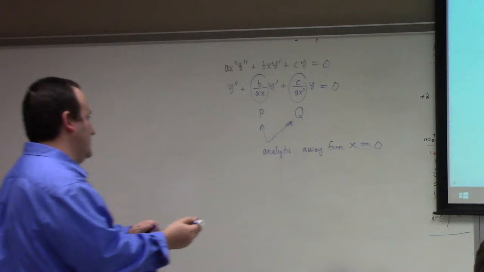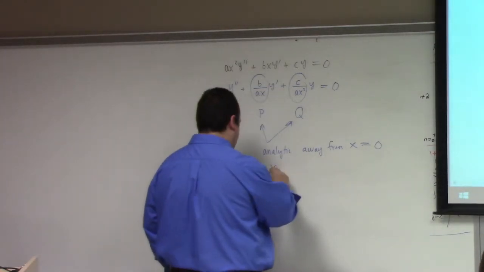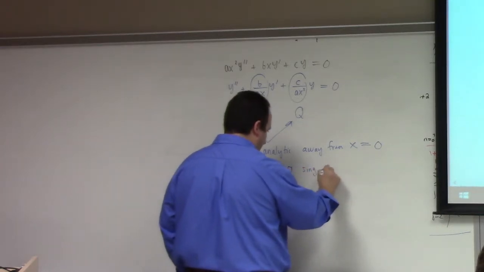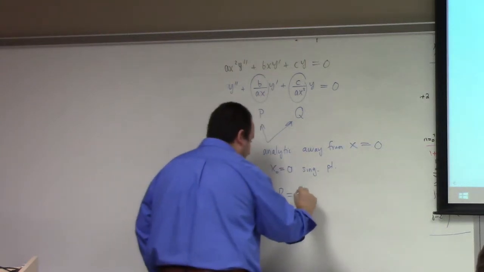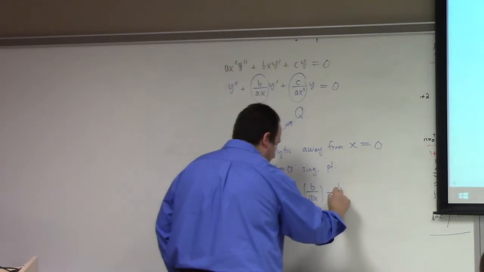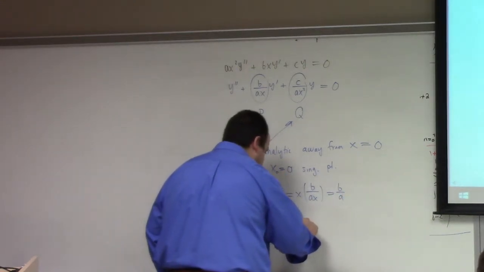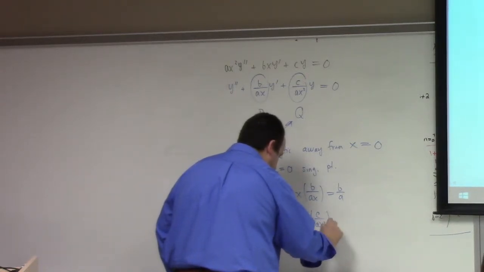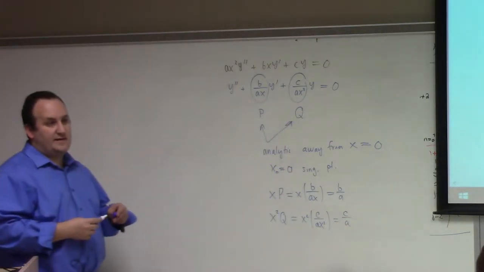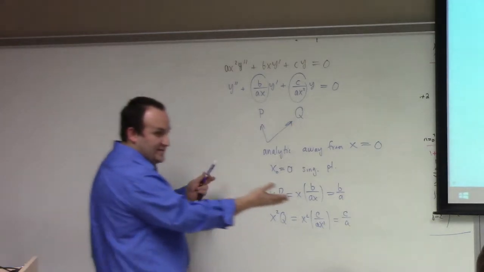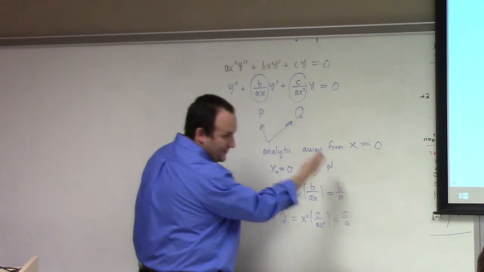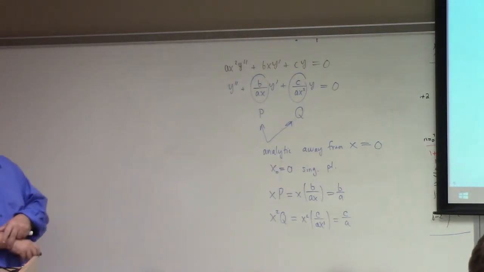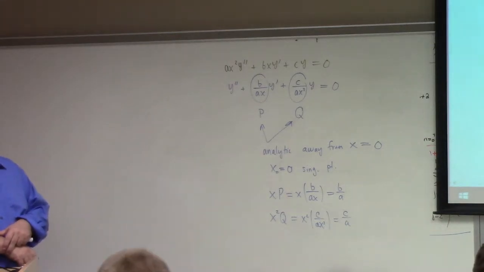So x naught here is 0, a singular point. And check it out. x times p, what's that equal to? x times b over ax, so that's just b over a. And x squared times q is c over ax squared, which is just c over a, right? Assuming that a, b, and c are constants and a is non-zero, these are constants. They're certainly analytic. Constant functions are analytic. That's it. So the Cauchy-Euler problem has a regular singular point at 0. It's the easiest kind of regular singular point problem that you can solve.